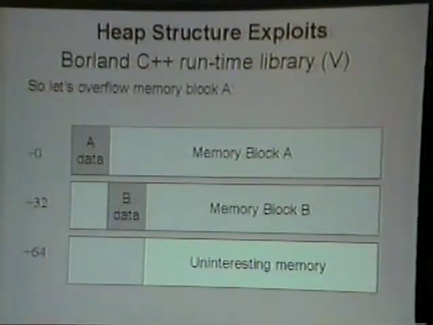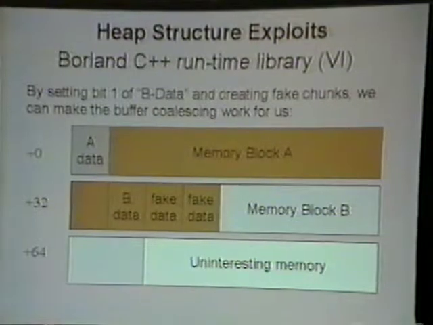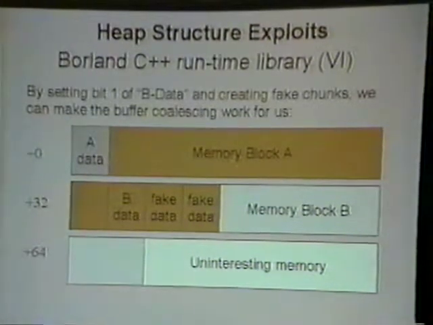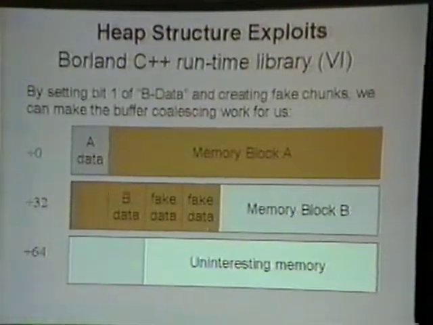So assuming we're overflowing memory block A, we want to basically create fake free chunks here, basically make the program, the heap implementation, think that the following block, the block after memory block A, is free. And then we want to create fake control structures here, so that when the heap implementation tries to coalesce these 2 blocks, it writes to arbitrary locations.